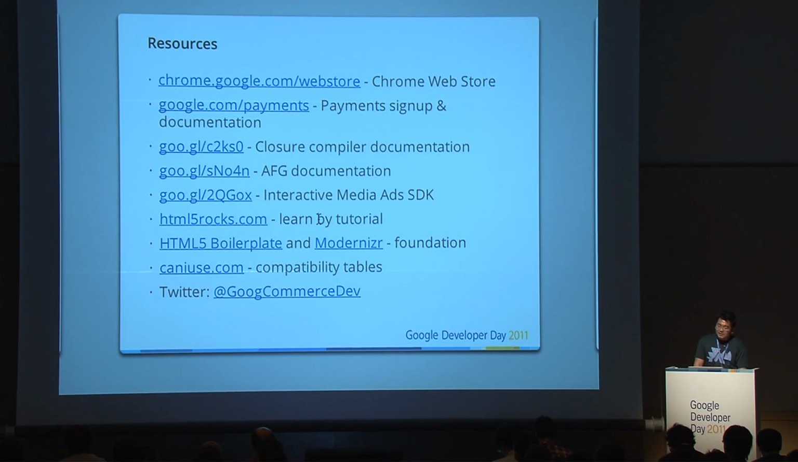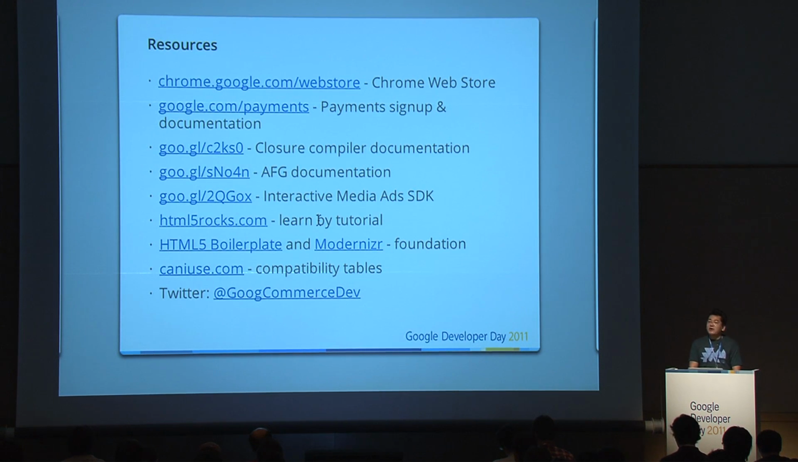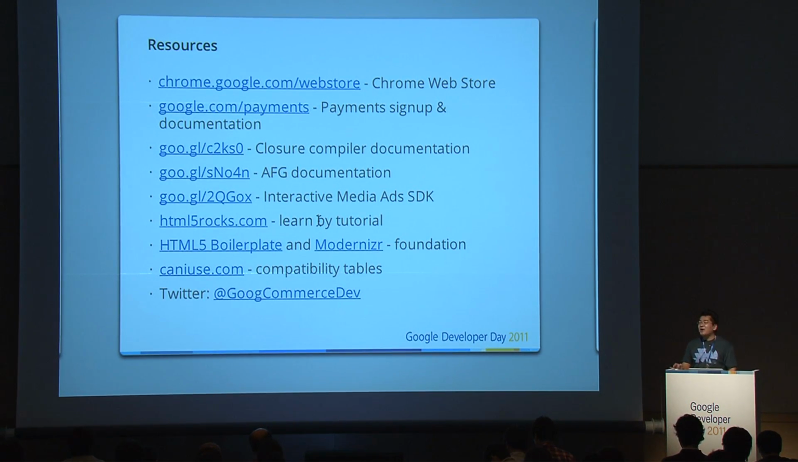Can I Use is a website that shows compatibility tables showing what CSS functions and what JavaScript functions are supported by certain browsers. And lastly, if you're interested in monetization, or if you have any questions for us, you can follow us on Twitter at Google Commerce Dev.